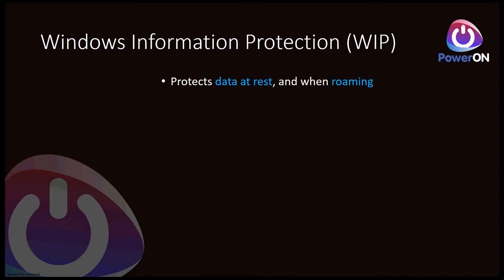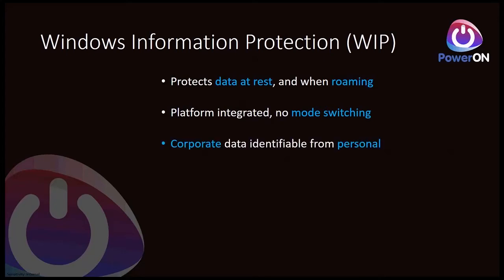So it protects data at rest, or whether it's in use. It's platform integrated, so you don't have to flip back and forth into different modes. So WIP policies can be deployed to protect corporate data on personal and corporate devices, but without impacting user productivity and experience. To prevent data leakage to unauthorized users unintentionally or accidentally, and public services through email, social media, and public cloud, and be able to tell the difference between personal and corporate data.